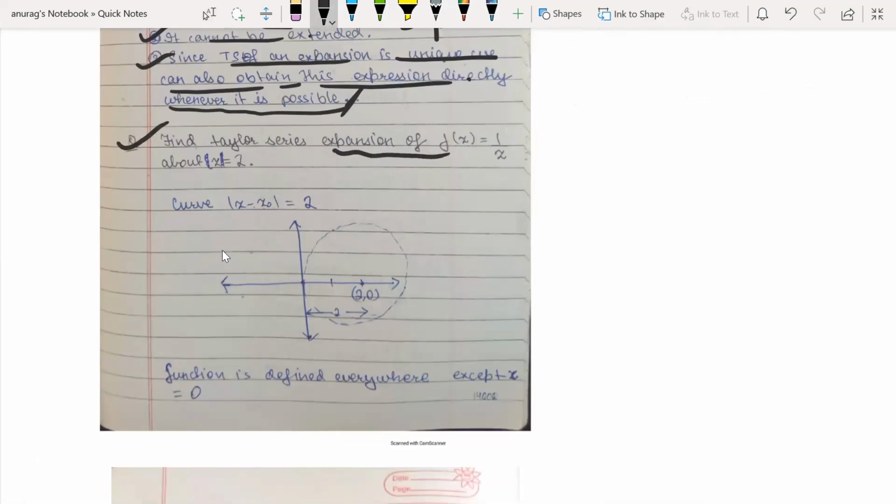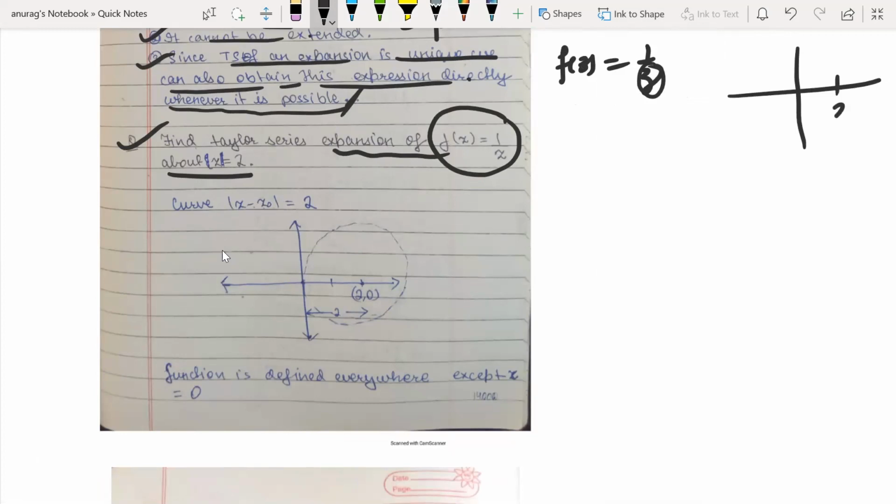Find the Taylor series expansion of f(z) equal to 1 upon z about z equal to 2. The important point is that you are going to expand f(z) about z equal to 2. It is not defined at z equal to 0, but we are expanding about z equal to 2. So z equal to 2 will become the center of the circle. z equal to 2 means x plus i y equal to 2 plus i 0, so x equal to 2, y equal to 0. This is the center.